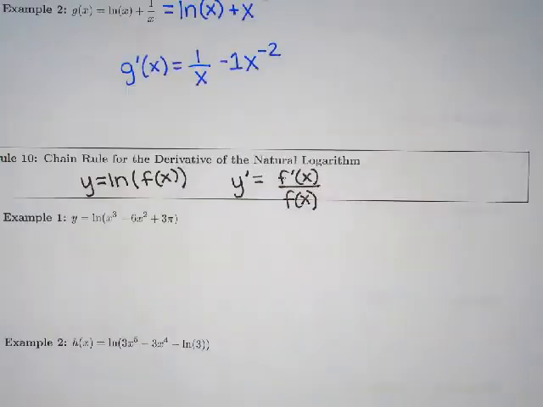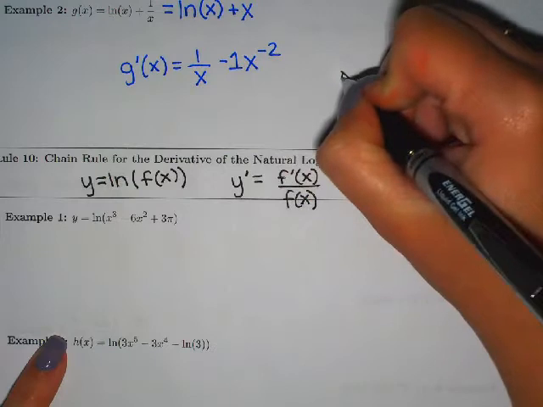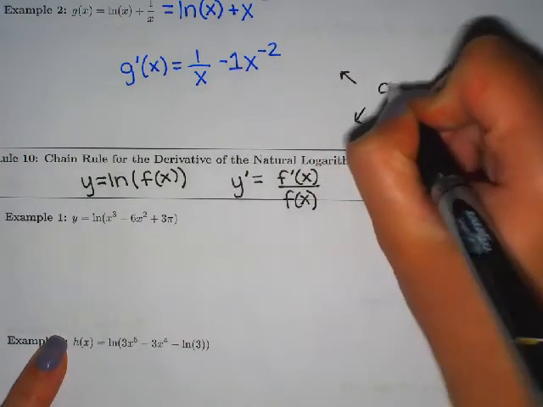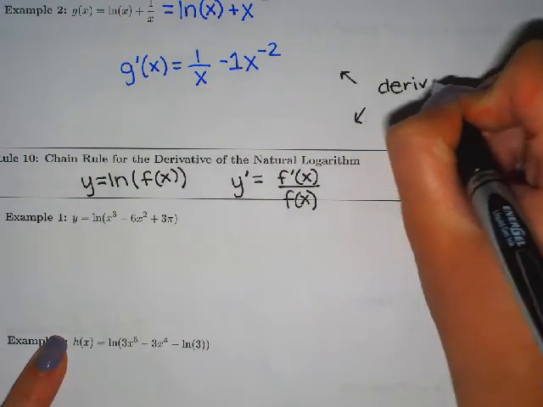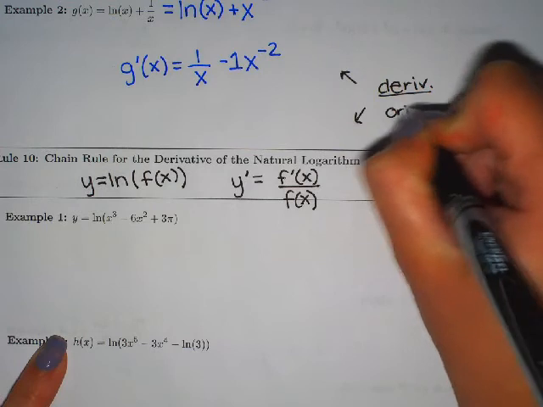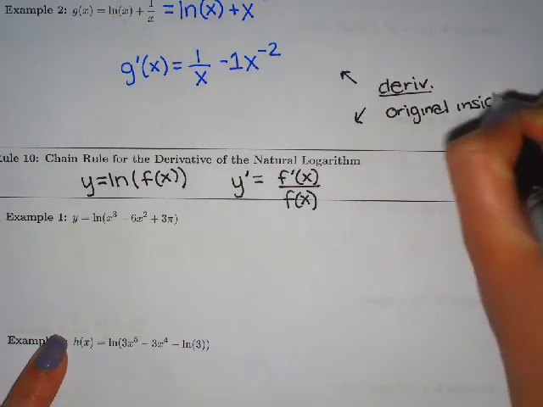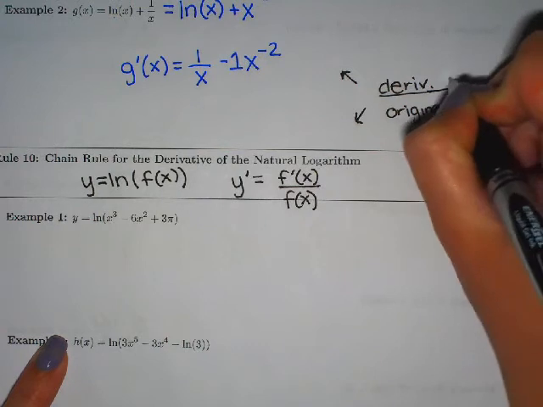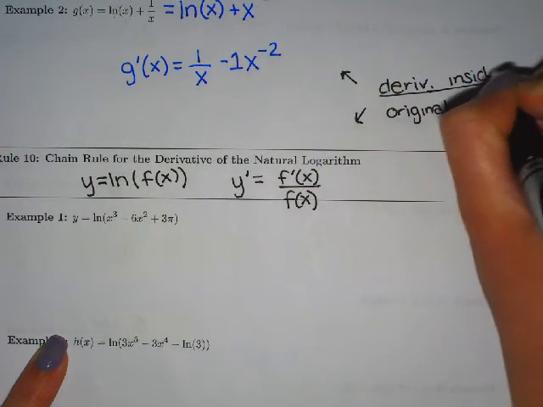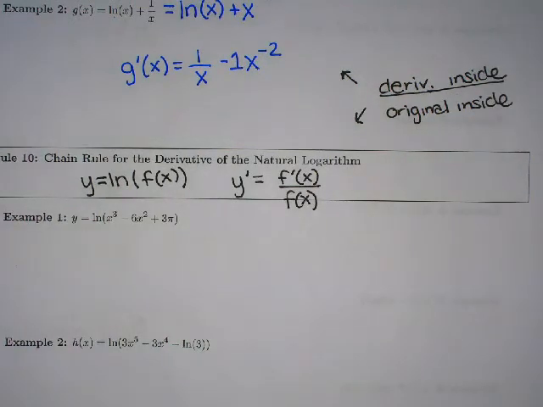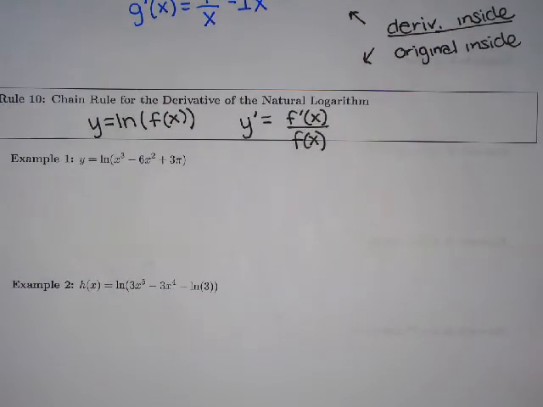So for both of these, all you're doing when you see ln is the derivative over the original. Derivative of the inside over the original inside. For both rule 9 and 10, it would work.